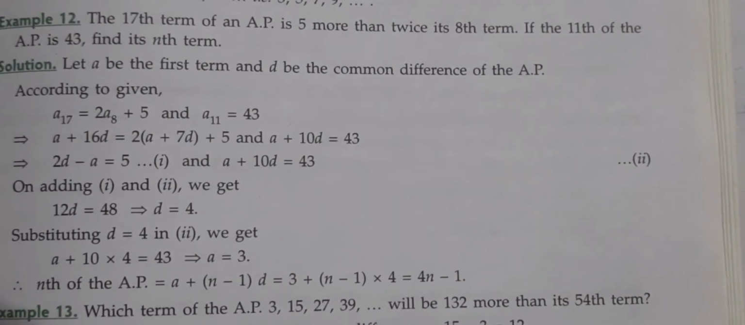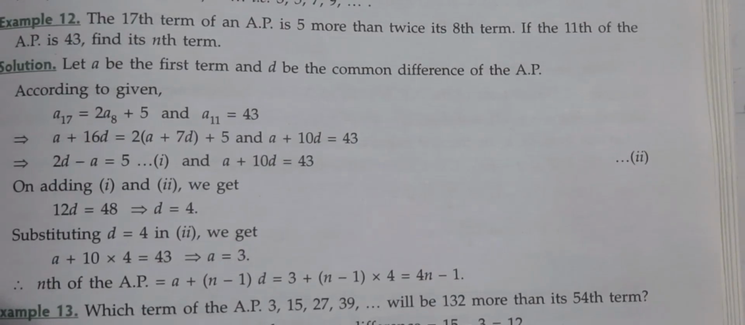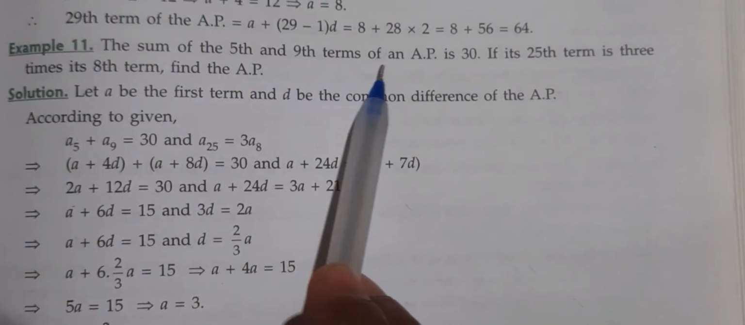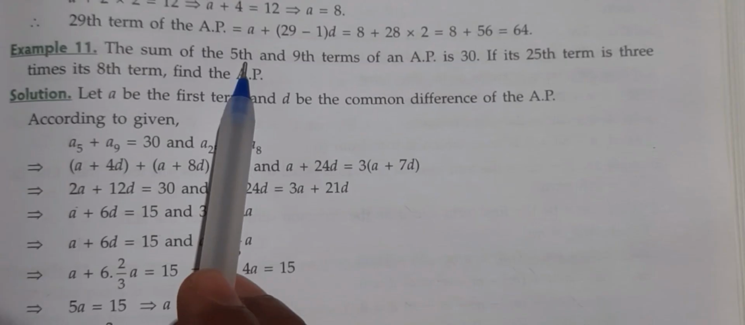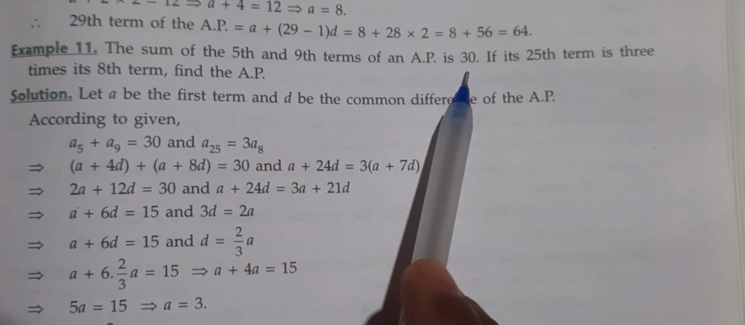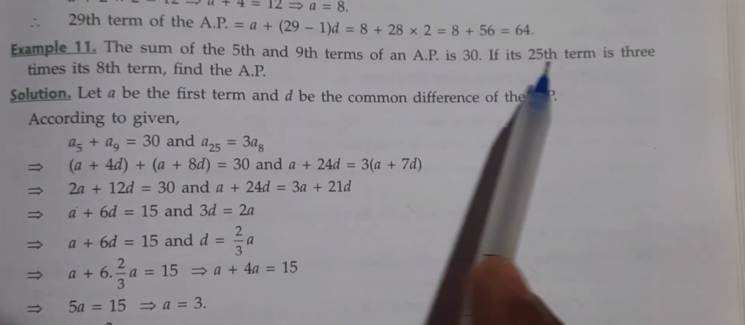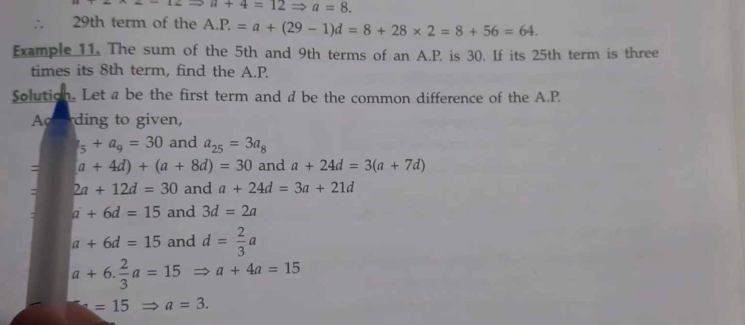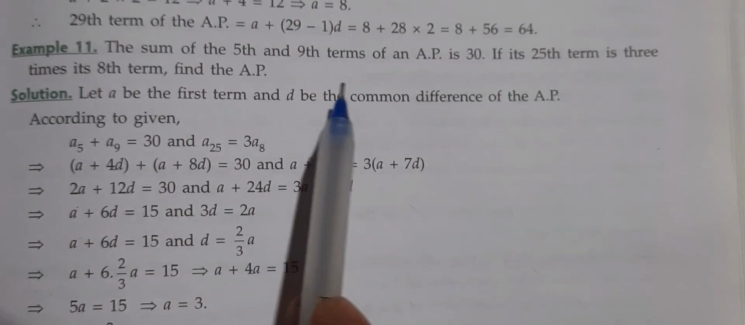So the next question is here. The sum of the fifth term and the ninth term of an AP is 30. Means the fifth term value plus the ninth term value will give you 30. If the 25th term is 3 times the 8th term, means whatever is lying at the 25th place is equal to 3 into the number lying at the 8th term. Find the AP, means we have to find out the series.